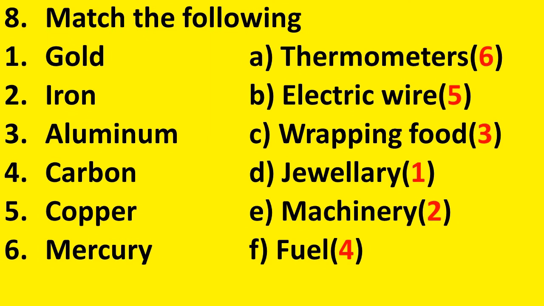Number 5. Copper. Copper is used in electric wire. Number 6. Mercury. Mercury is used in thermometers. These answers are marked in the video. You can see that clearly.